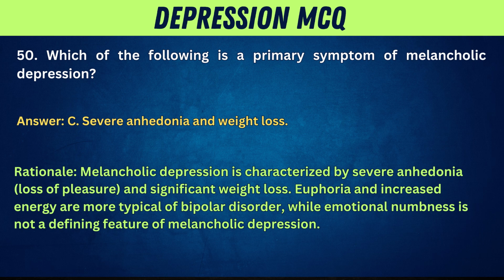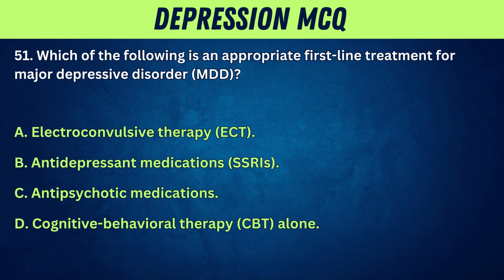Rationale: melancholic depression is characterized by severe anhedonia, loss of pleasure, and significant weight loss. Euphoria and increased energy are more typical of bipolar disorder, while emotional numbness is not a defining feature of melancholic depression. 51. Which of the following is an appropriate first-line treatment for major depressive disorder, MDD?